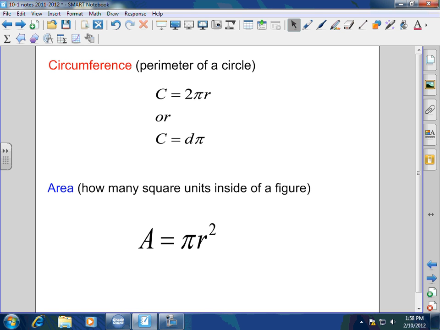Okay? And area equals pi r squared, of course. And again, pi could be the pi symbol. If they tell you find the area in terms of pi, that's one thing. If they say find the area rounded to the blank, to the tenths or the hundredths, then you have to use 3.14.